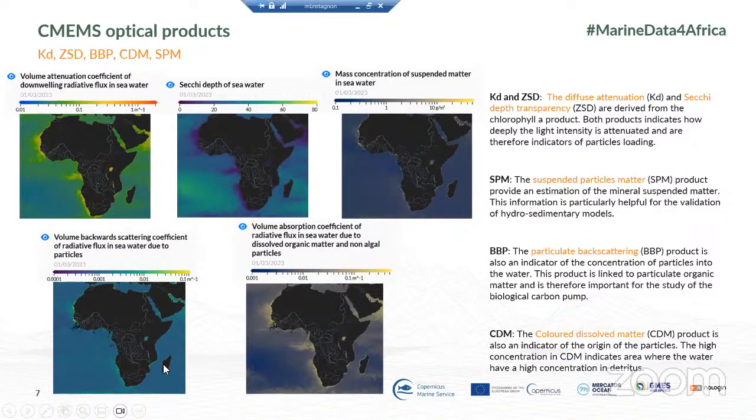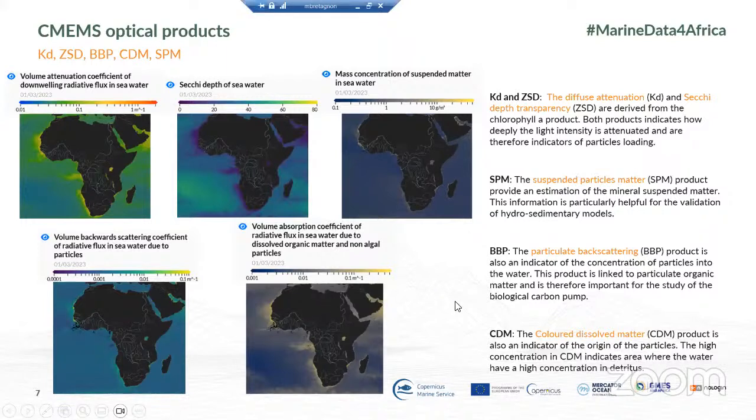You have also the particulate backscattering coefficient, the BBP. This parameter is also an important one, as for instance, in the open ocean, it can be related to the concentration of particulate organic carbon. This is then an important parameter for the estimation of the biological carbon pump and then all the study about the climate change.